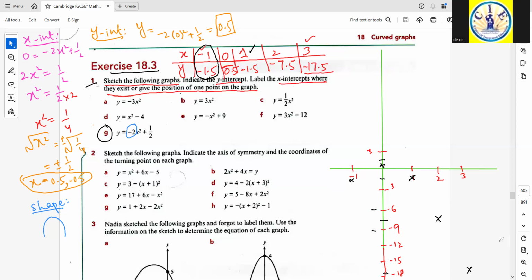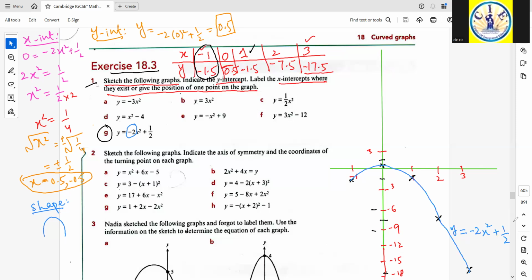So these are the points according to the table of values that we have chosen. Now we just need to join them using a smooth curve. So let me do that. And it would be a graph looking like this. So that's the sketch of this graph. So we can write down the equation of this graph along with it: y equals -2x squared plus 1/2.